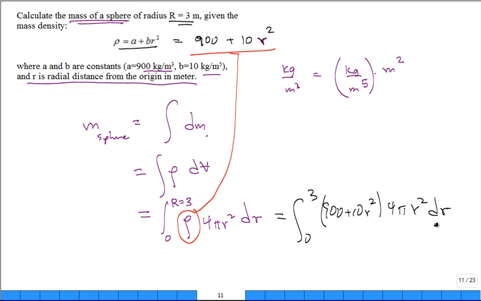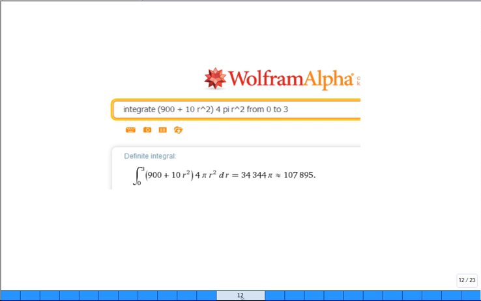You know I don't like to do those integrals like that, do you? But if I had to do it, how would I do it? I would do it with a little help, right? Can you see I just typed in integrate 900 plus 10 times r squared times 4 pi r squared from 0 to 3. It said, I think you want me to do the definite integral 0 to 3 of, and I look at it. Yeah, that's what I want. It's around 107,000 or 108,000. So there's your answer.